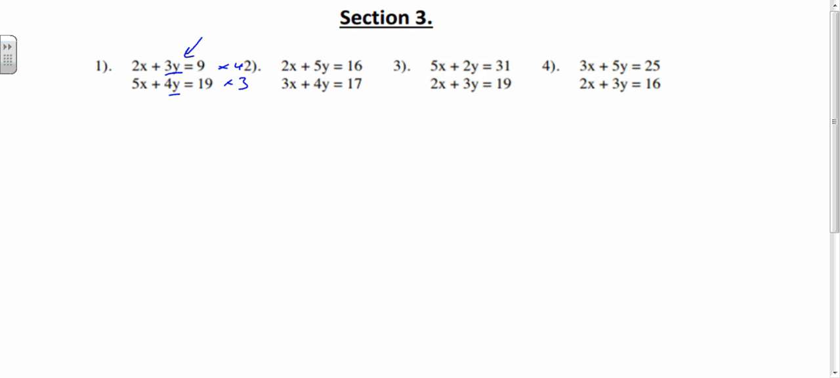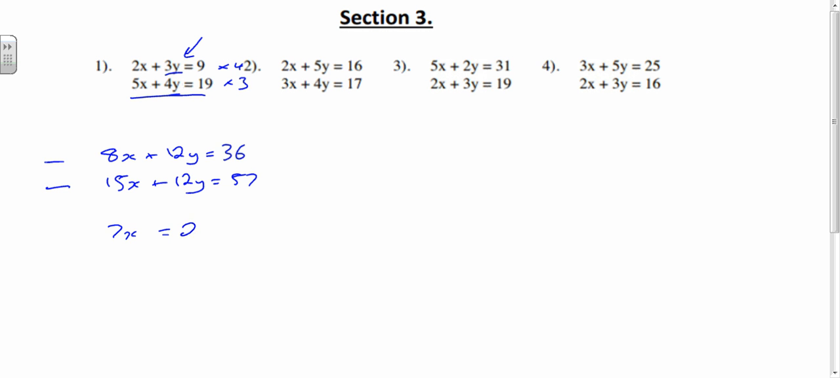So if I do the top one by 4, that's going to be 8x plus 12y equals 36. Do the bottom one by 3. 15x plus 12y equals 19 times 3 is 57. Then I'm going to do the bigger one, take away the smaller one. So 15x take away 8x is 7x. The y's disappear. 57 take away 36 equals 21.